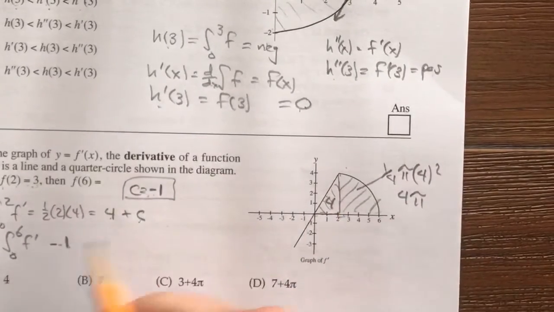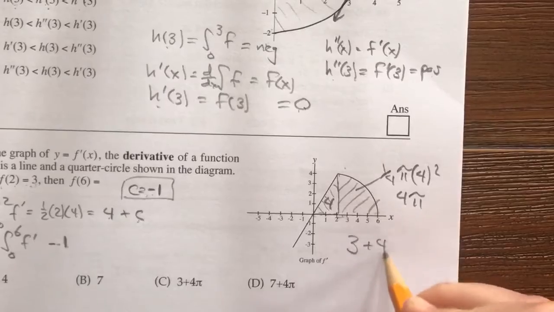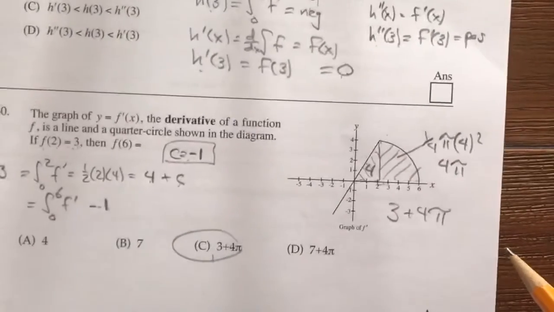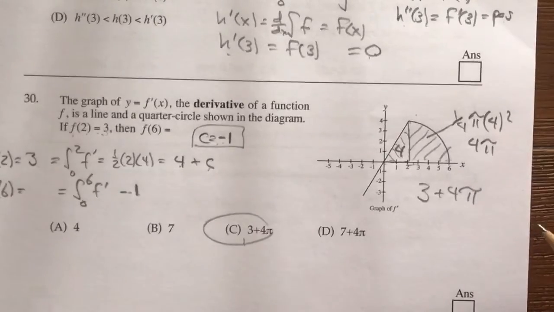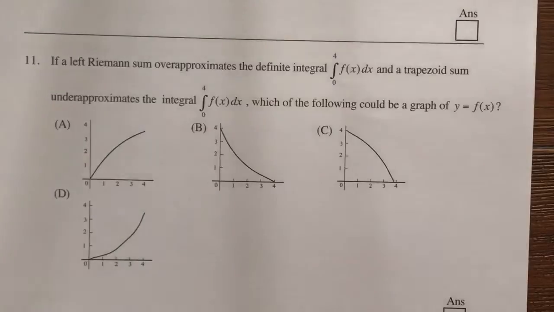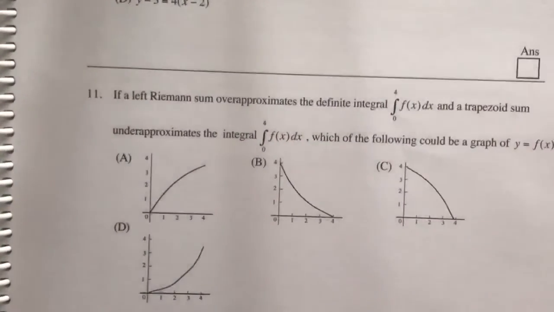Take away that 1, which is 3, plus 4 pi, which is choice C. Tricky, tough question, hard to put that in words. So I want to do that. In exam B, again, I'm going to put all the answers there, but there's a couple questions that are just hard to put down on paper while they're right.